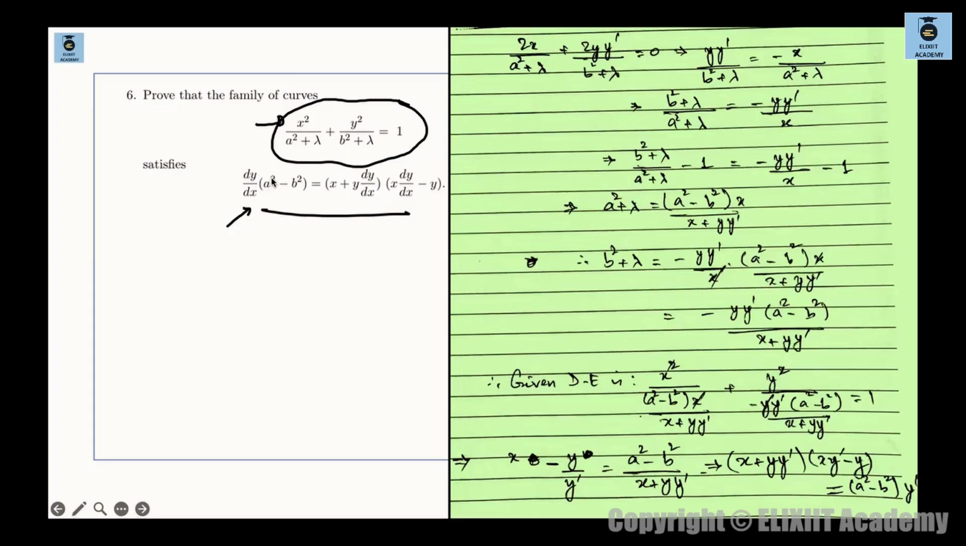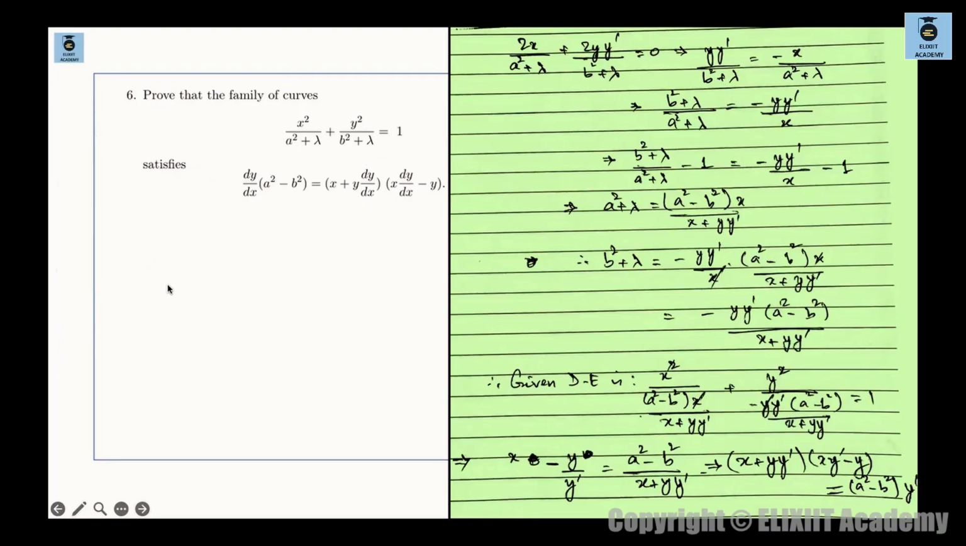and the number of parameters will decide the number of times you will differentiate. Here, only one parameter is there, which means we have to differentiate this once. And whatever they have asked to prove, you can clearly see dy by dx is given, which means we have to differentiate once only.